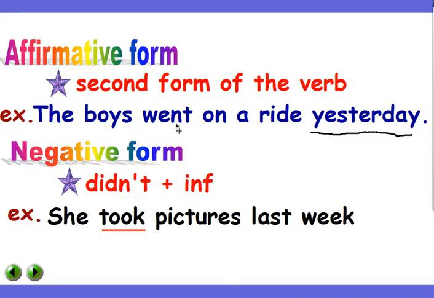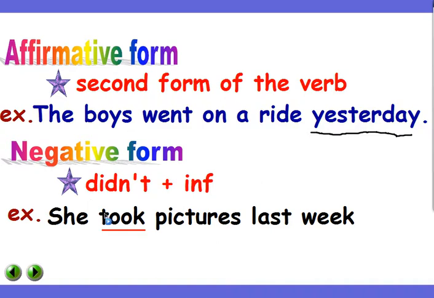So we say went. Went here is the past of go. Because of yesterday, we cannot say go. So we say went. The boys went on a ride. Now, the negative form. How can we form a sentence in the negative form in the past?